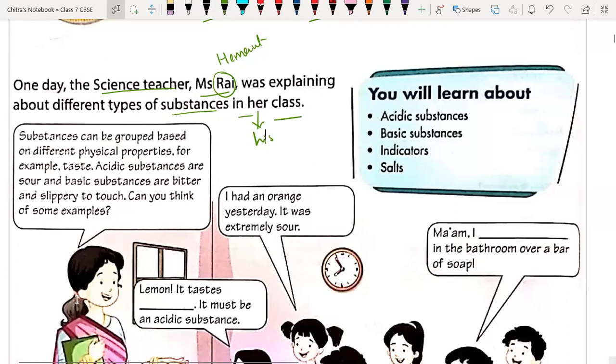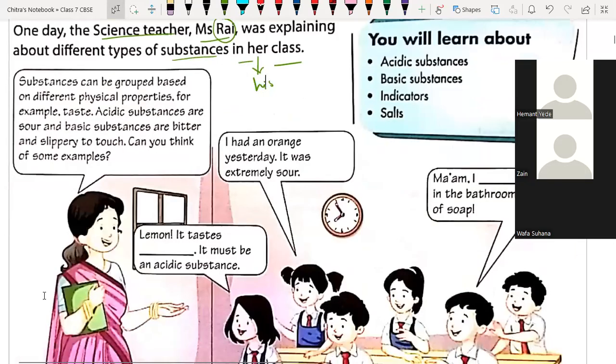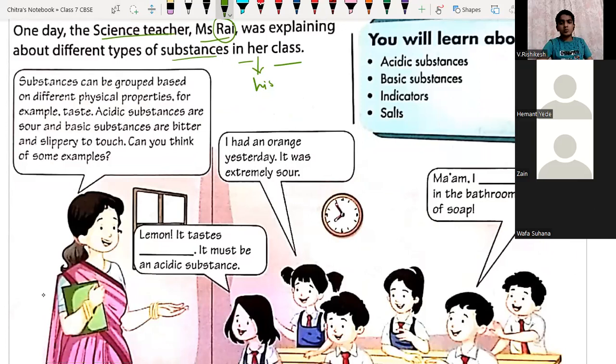Substances can be grouped based on different physical and chemical properties. Rai ma'am is explaining that substances can be grouped based on different physical properties, for example taste. Acidic substances are sour and basic substances are bitter, and slippery to touch. Do remember this very important property of bases.